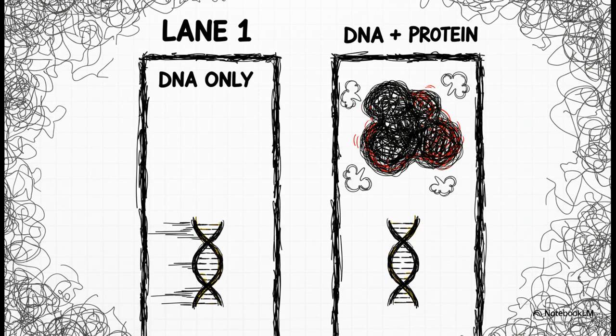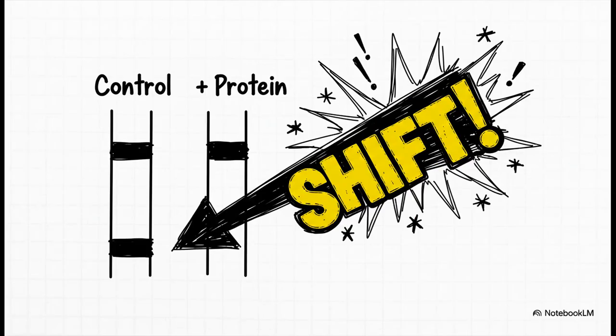A small piece of DNA can zip right through. But what happens if a big, clunky protein grabs onto it? Well, the whole complex gets bigger and heavier, and it's going to move way, way slower through that gel. And that leads us to the Pasquinelli pro tip for EMSA. A shift means something is bound.